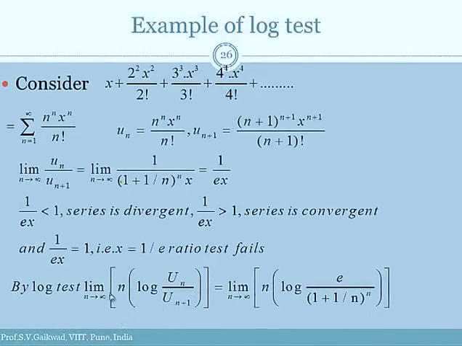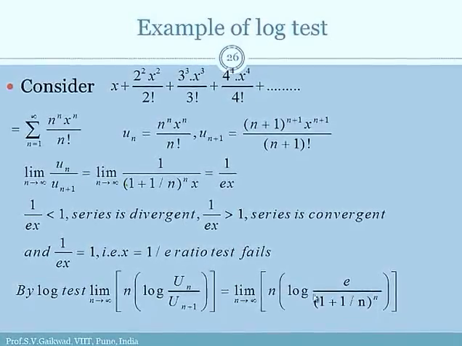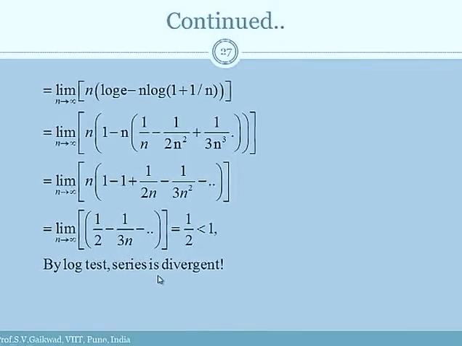So n into log of u n upon u n plus 1. In this ratio, replacing x by 1 by e, this limit I have to find by using properties of log. Simplify this. This log 1 plus 1 by n is expanded by using the log of 1 plus x formula. Divide by n here, you are getting these terms. 1 minus 1 cancels and multiply by n inside the bracket. Now you are getting 1 by 2 minus 1 by 3n. The limit of this as n tends to infinity is half, as the remaining terms will tend to 0. So by the log test, this series is divergent as the limit is less than 1.